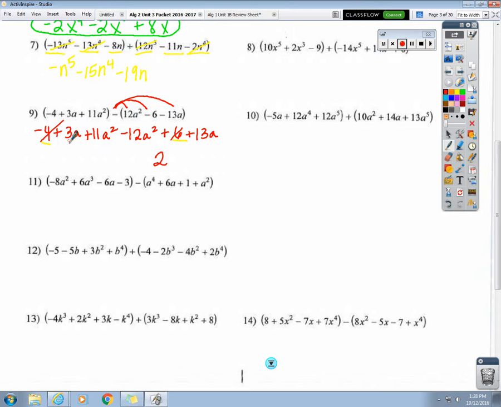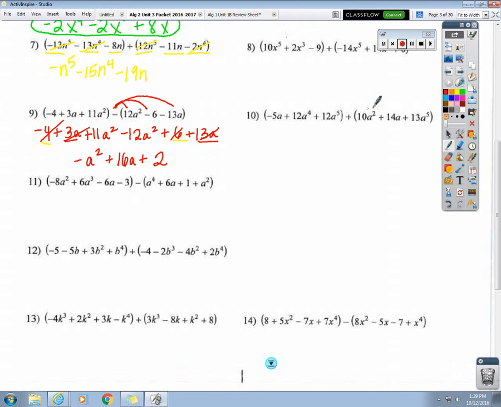Okay, then 3a combines with positive 13a to make 16a. And remember, the 2 was positive and the 16 was positive. Okay, now I can combine 11a squared with negative 12a squared, which is a negative a squared, right. Is that in standard form?